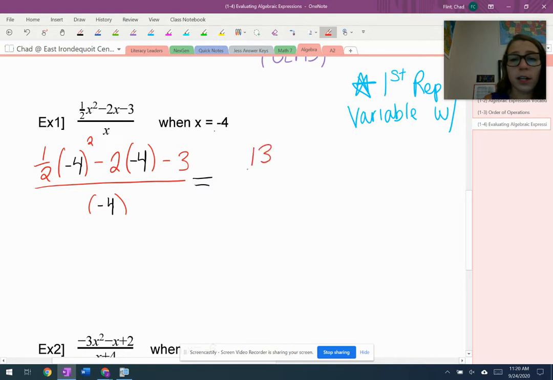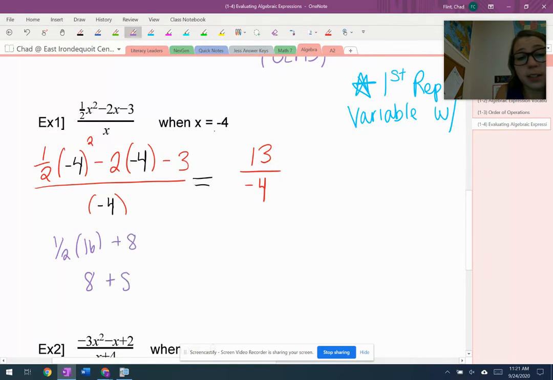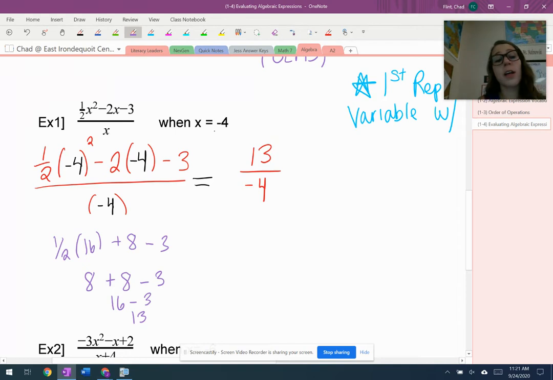So we have 13 on the top and -4 on the bottom. And again, I'm just going to go through that really quick by hand to prove to you that it is really 13. -4 squared is still positive 16. Half of 16 would be 8. -2 times -4 turns into a positive 8. Carry down the -3. 8 plus 8 is 16. 16 minus 3 is that 13 that the calculator gave us. So you could be doing it by hand if you don't have a calculator, but you could also be plugging it right into the calculator.